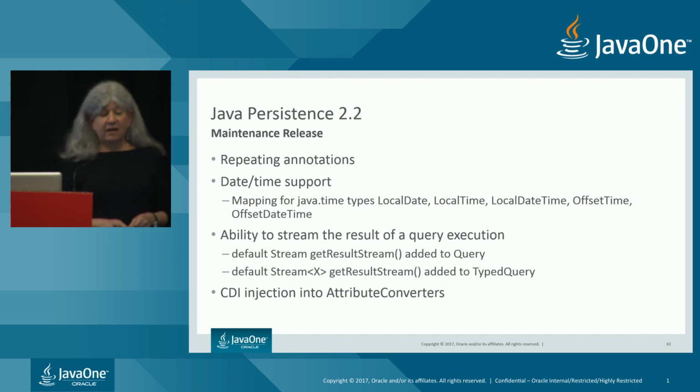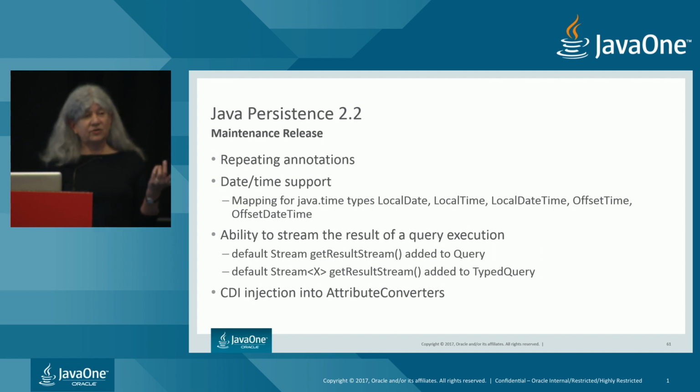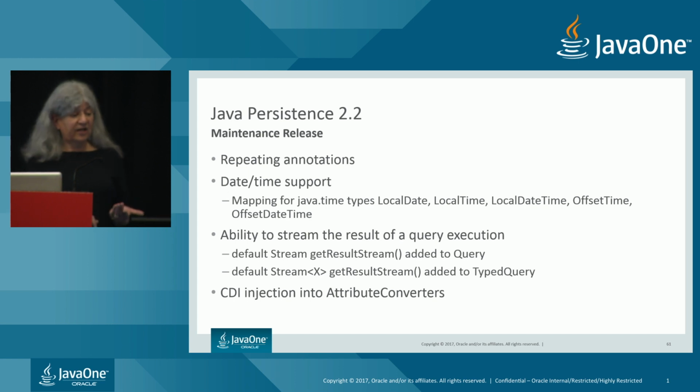Support for date time. What we decided to do here was support mappings for those Java time types that are supported underneath by JDBC. We didn't want to get too massively creative here with a lot of customizations, but rather to build on what JDBC provided. So namely, these five Java time supports: local date, local date time, and offset date time.